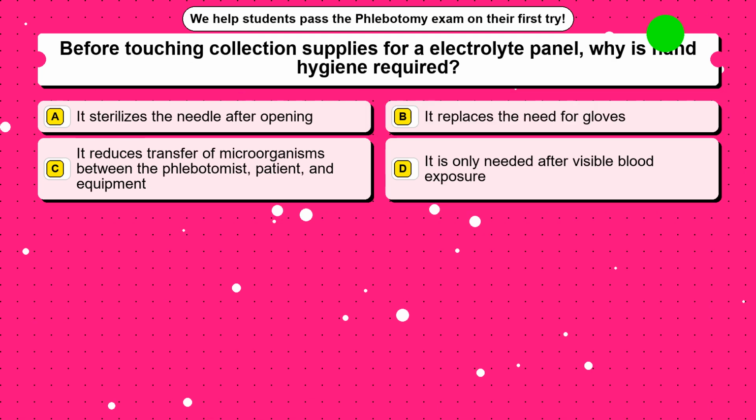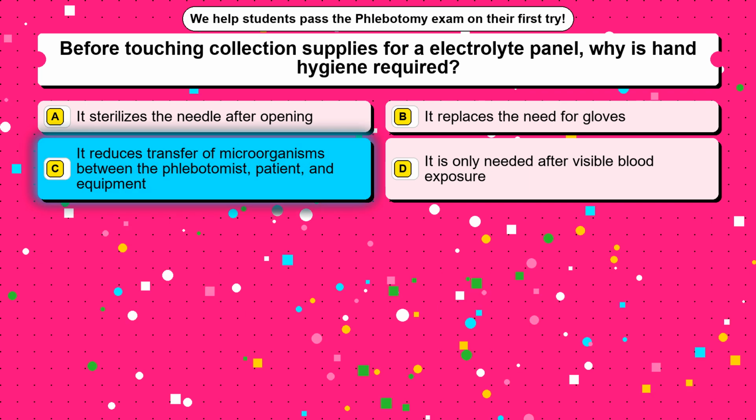Question 11. Before touching collection supplies for an electrolyte panel, why is hand hygiene required? Option A. It sterilizes the needle after opening. Option B. It replaces the need for gloves. Option C. It reduces transfer of microorganisms between the phlebotomist, patient, and equipment. Option D. It is only needed after visible blood exposure.